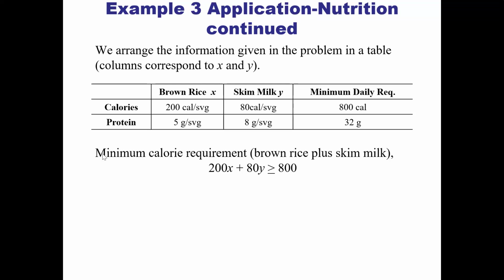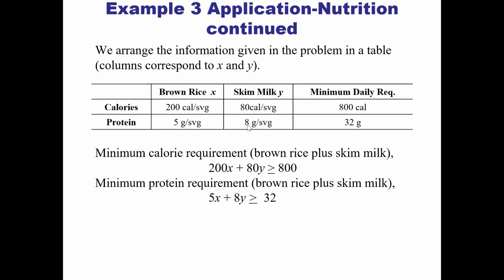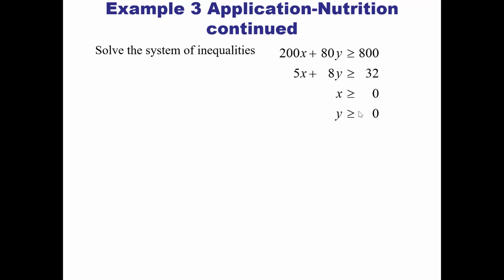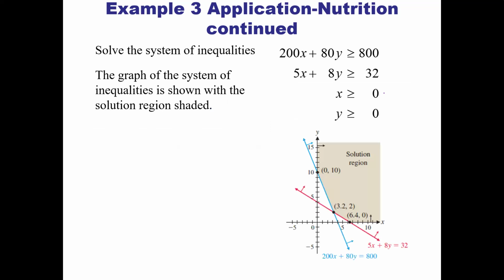And we had to have 800 calories for this and 32 grams for this. So what does our calorie requirement show? Well, 200 times x plus 80 times y has to be greater than or equal to 800. And down here, we have 5 times x plus 8 times y has to be greater than or equal to 32 grams for the daily requirement. Both x and y have to be non-negative, so x and y are greater than or equal to 0 again. A lot of these application problems are going to be like this.